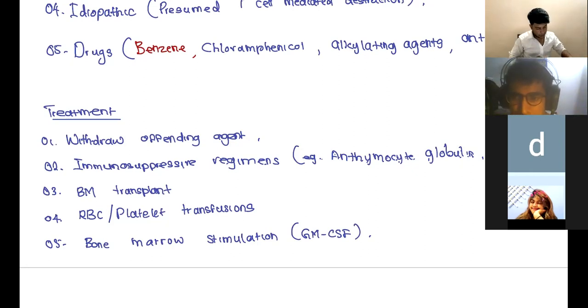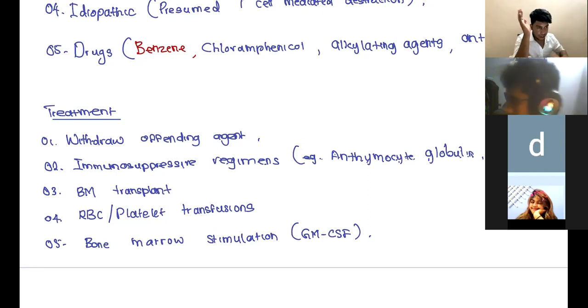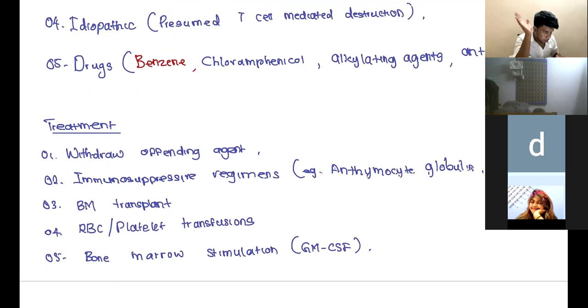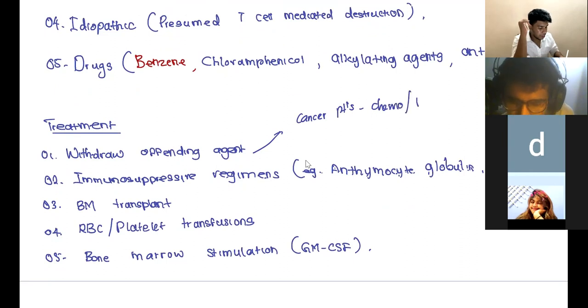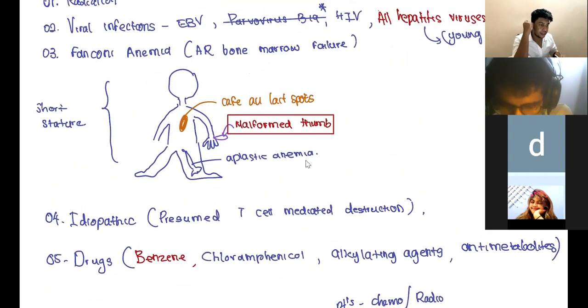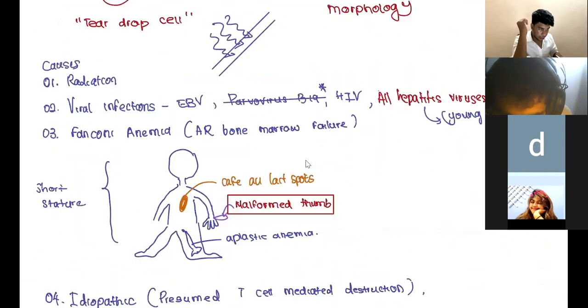I will explain all of these now. So, first of all, you try to get rid of the cause. Okay? Any cause, you try to get rid of. But then, because most of these patients are on chemotherapy, usually these are cancer patients who are on chemotherapy or radiotherapy. So that means until you treat the cancer, it is hard to treat the pancytopenia, okay?